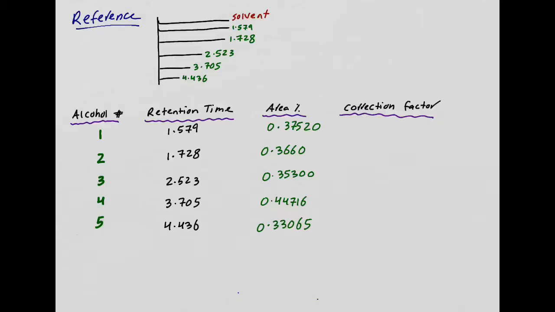I want to repeat this again to make sure that we are on the same page. So what we said is that the reference sample has the 5 possible unknowns. And yours is 2 of these. You have 2 of these alcohols. Now, let's match them up to see which 2 alcohols you have.